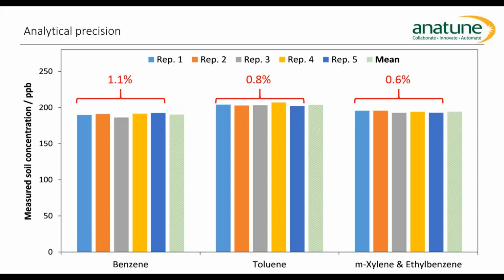The next one is analytical precision. So making up 200 ppb solutions of analytes in the water and generating headspace and injecting into the system, and then running repeat analyses and seeing what RSD we get. And you can see here that for each of these analytes, we get an RSD of 1% or less.